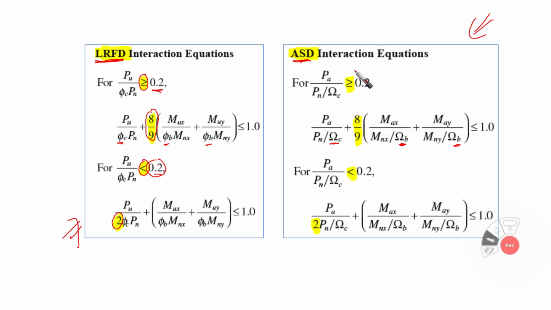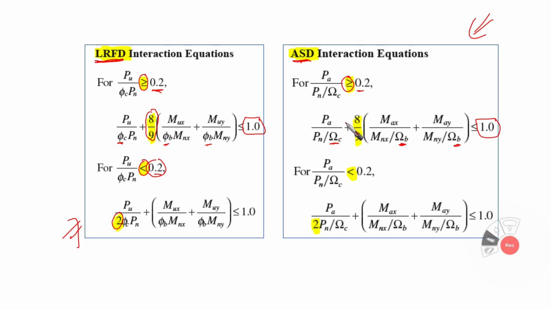In a similar form, for ASD it is pretty much the same. Also here, larger than or equal to 0.2, PA over Pn over omega. If it is larger than 0.2, then we are going to use this interaction equation. And of course, they should be less than 1, every aspect less than 1.